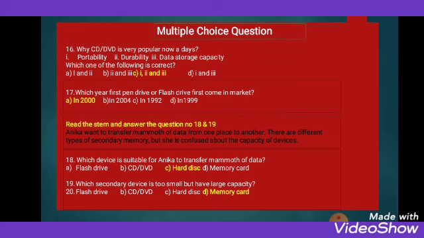Number 18. Which device is suitable for Anika to transfer a mammoth amount of data? A, flash drive, B, CD, DVDs, C, hard disk, and D, memory card. So C is the correct answer, hard disk. Number 19. Which secondary device is too small but has large capacity? A, flash drive, B, CD, DVD, C, hard disk, and D, memory card. So you see, D is the correct answer, memory card.